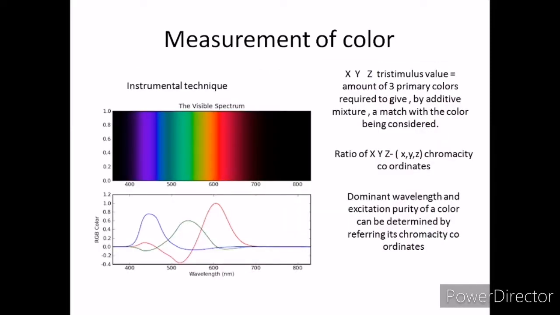Now, measurement of color. If you are going to study a particular color, then you should know about X, Y, Z. That is the amount of the 3 primary colors required to give a particular color: the amount of red, green and blue required to produce it. Those are your X, Y, Z values.